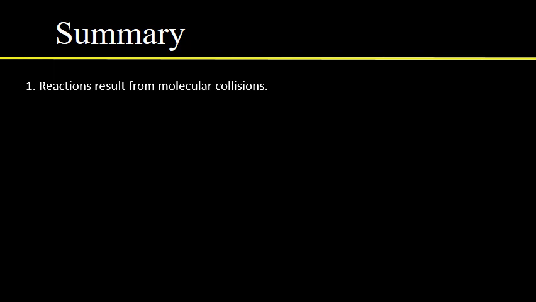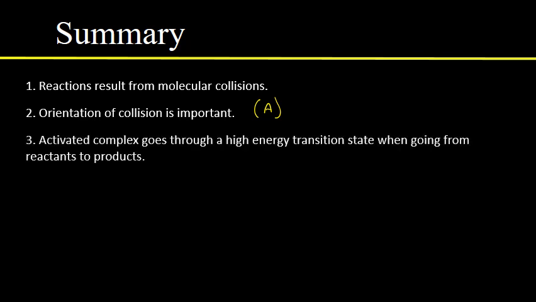So we talked about molecular collisions. We talked about the importance of orientation, and the orientation shows up as that orientation factor in the Arrhenius equation. The more specific orientation that you need to get the reaction to go, the lower that A value is going to be, because that's going to make the reaction more difficult if you need a very, very specific collision orientation. We also talked about that high energy intermediate for the reaction. That high energy intermediate is called a transition state.